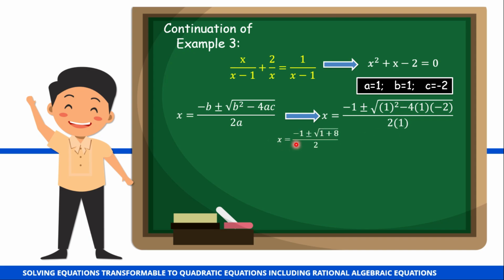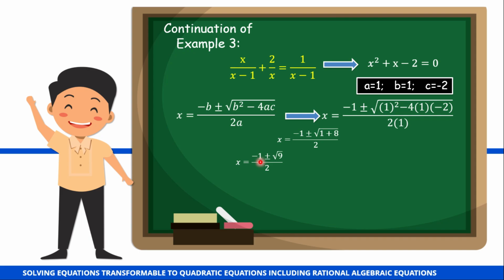Simplify. So we have negative 1, positive, negative, 1 squared, that is 1. And then 4 times 1 times negative 2, that is negative 8, times the negative sign here, kaya magkakaroon tayo ng positive 8. All over 2 times 1, that is 2. Simplify yung nasa loob ng ating square root sign. 1 plus 8, that is 9.